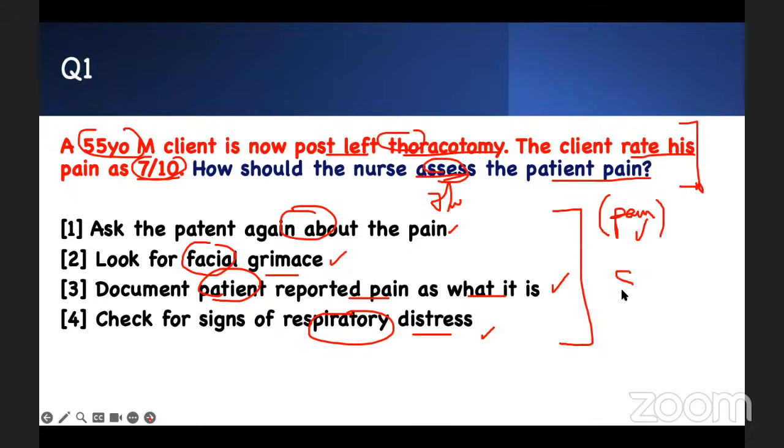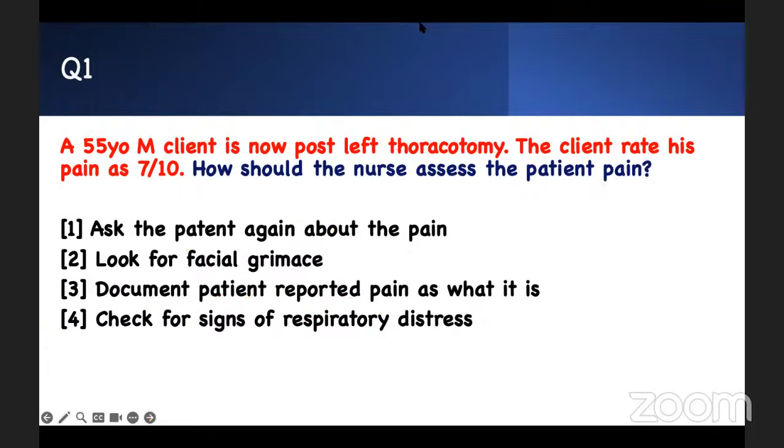Why? Pain is subjective. It's not objective. Subjective, that's the key buzzword. So take whatever they told you and move on. Do you wait until they have respiratory distress? No, that's bad. Document whatever they told you.